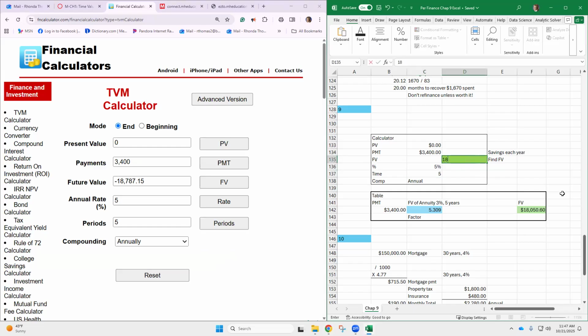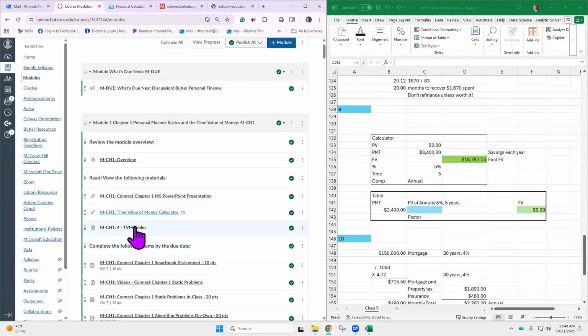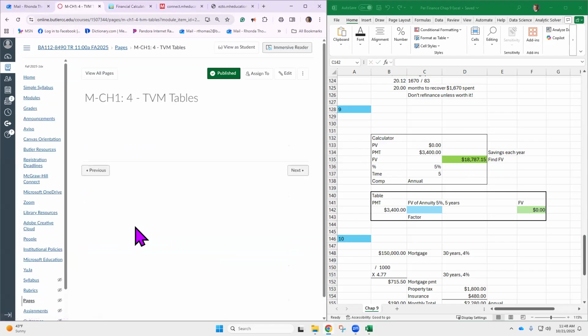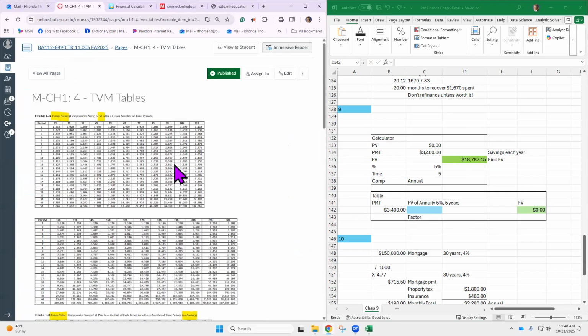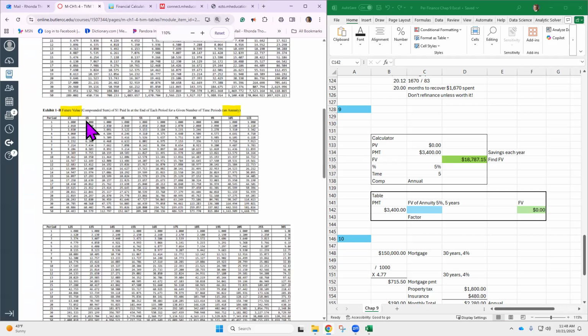5%. I got $18,787.15. Okay, and then I'm going to check it with the table. Now, this is the time value of money table, so I'm going to pull that up out of my time value of money table. We're going to look at the table for future value of an annuity. Okay, so that's table B.